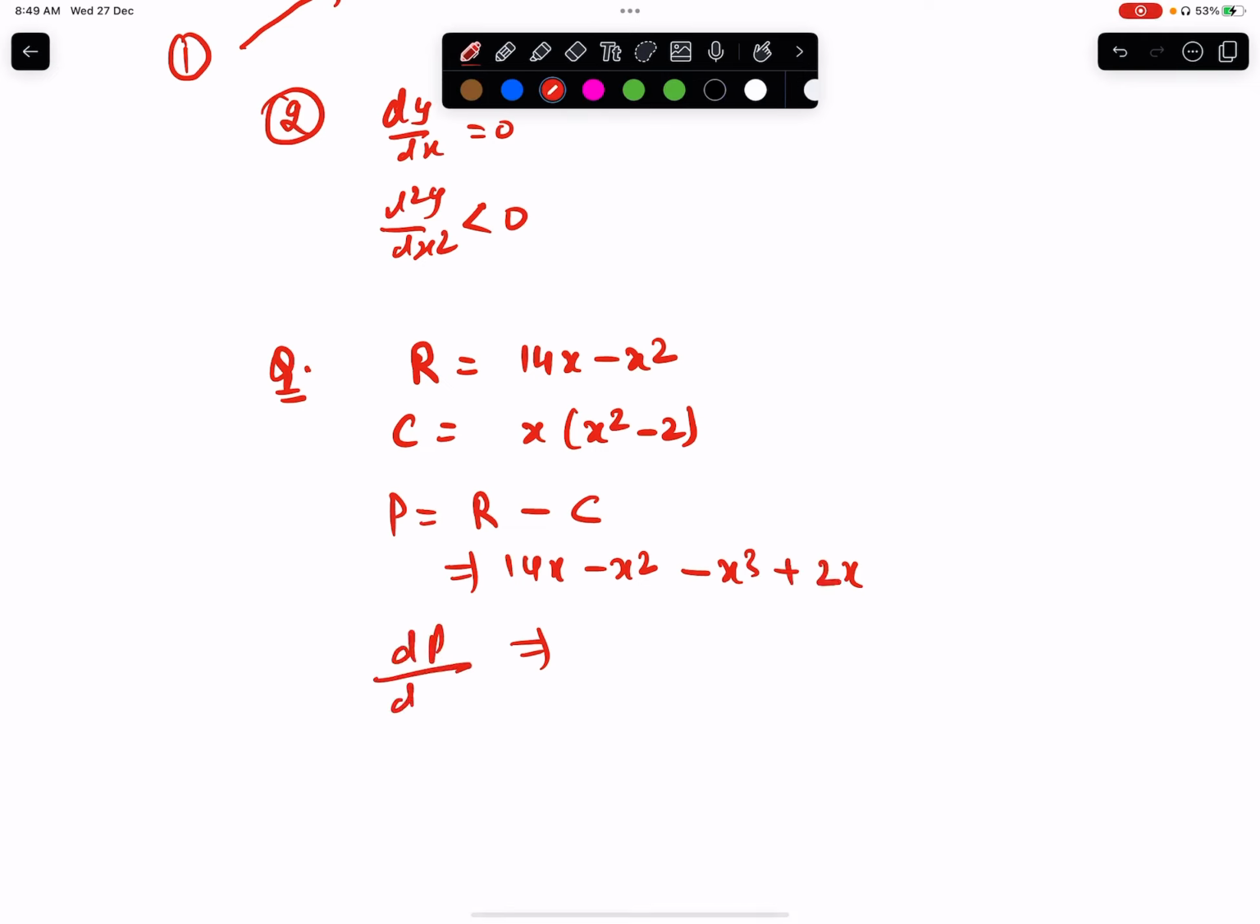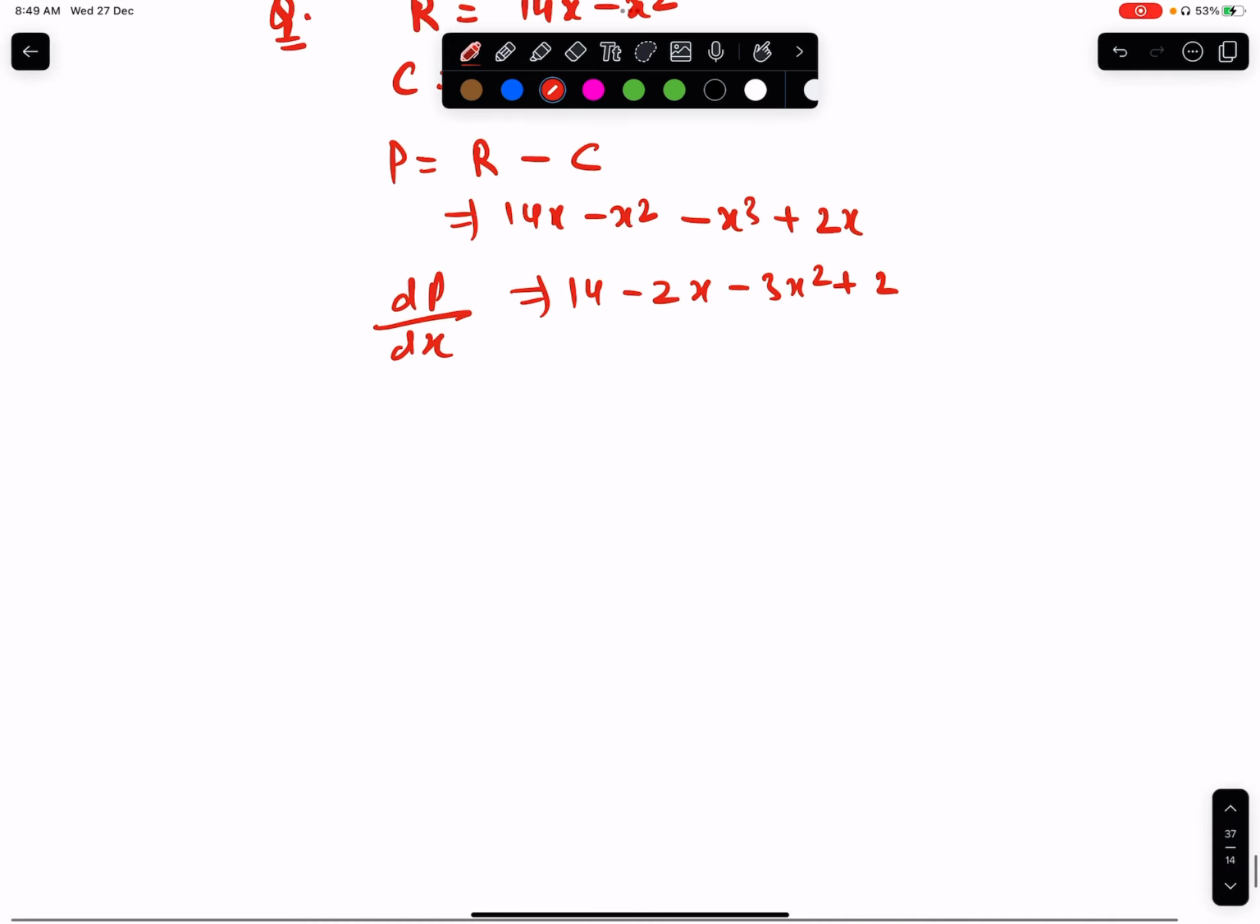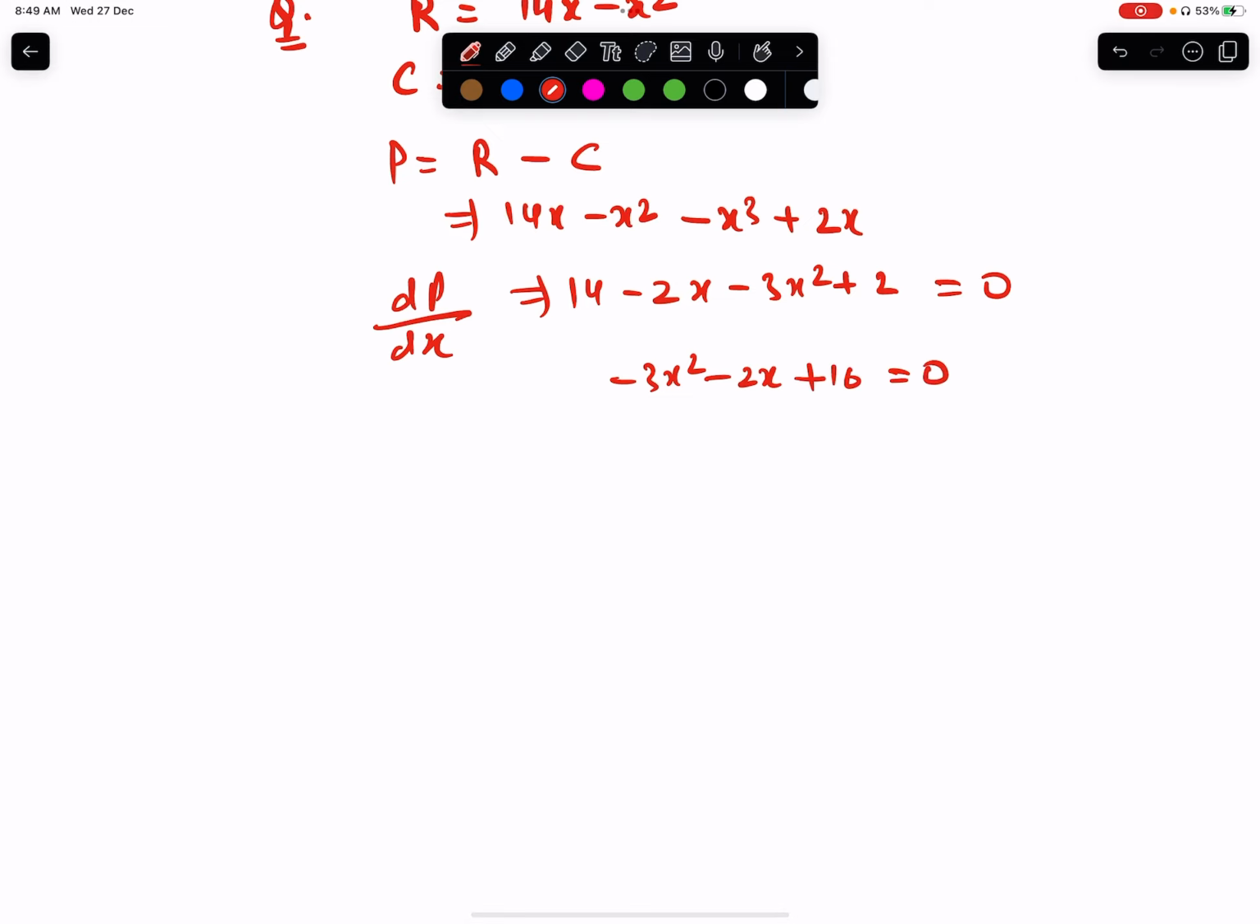dp by dx is equal to 14 minus 2x minus 3x square plus 2. We will put this equal to 0. So minus 3x square minus 2x plus 16 equals 0. So this is 3x square plus 2x minus 16 equals 0. To solve this quadratic equation, we take values such that the sum will be 2 and the product will be 16 into 3, minus 48. Minus 48 product and sum as 2.